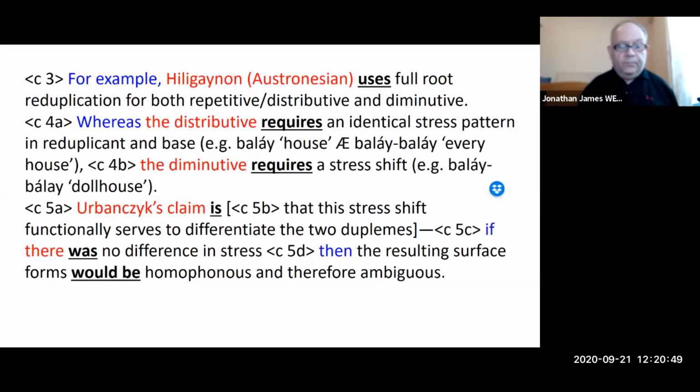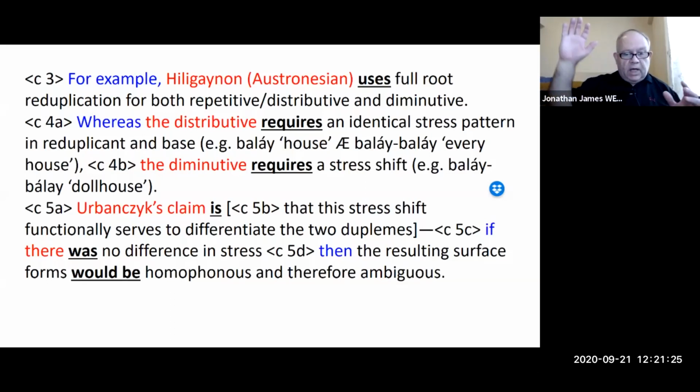All right, 4. Again, one of the steps that I'd recommend to you when you're going through your analysis is, when you come across a sentence, highlight the verbs. Highlight the verbs. All right, so 4, whereas the distributive requires, then you have 4b, the diminutive requires. The whereas, what is the whereas? What's the function of whereas? Textual.